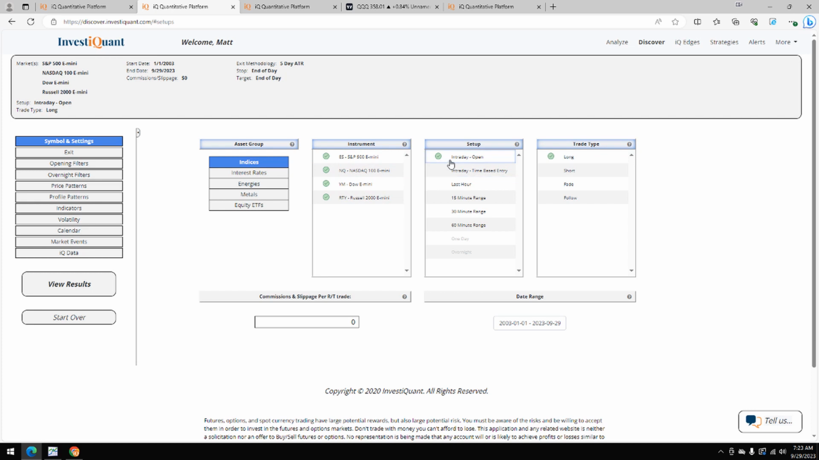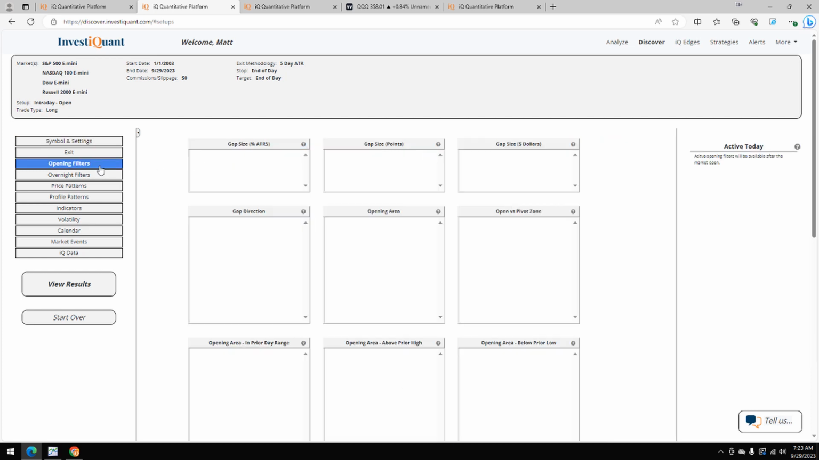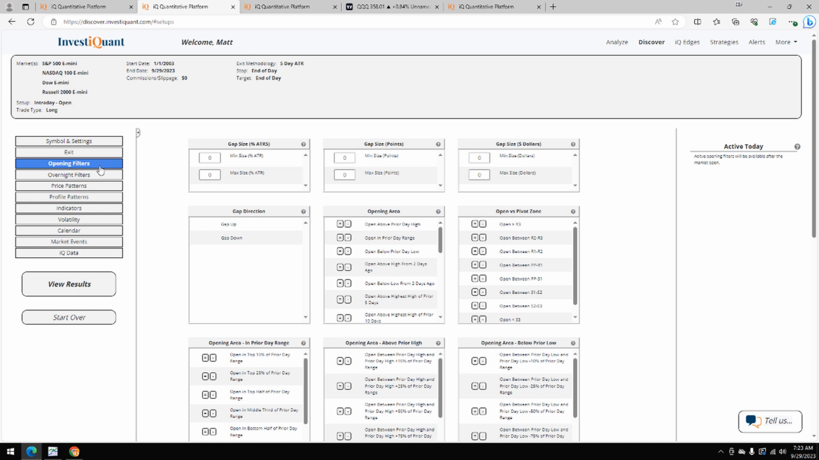I'm using all four instruments. Our setup's based upon entering long at 9:30 a.m. Eastern time, exiting at 4:15 p.m. Eastern time. Now, currently, we are trading higher in the overnight session. So from the opening filters library, I'm going to click on gap up here.